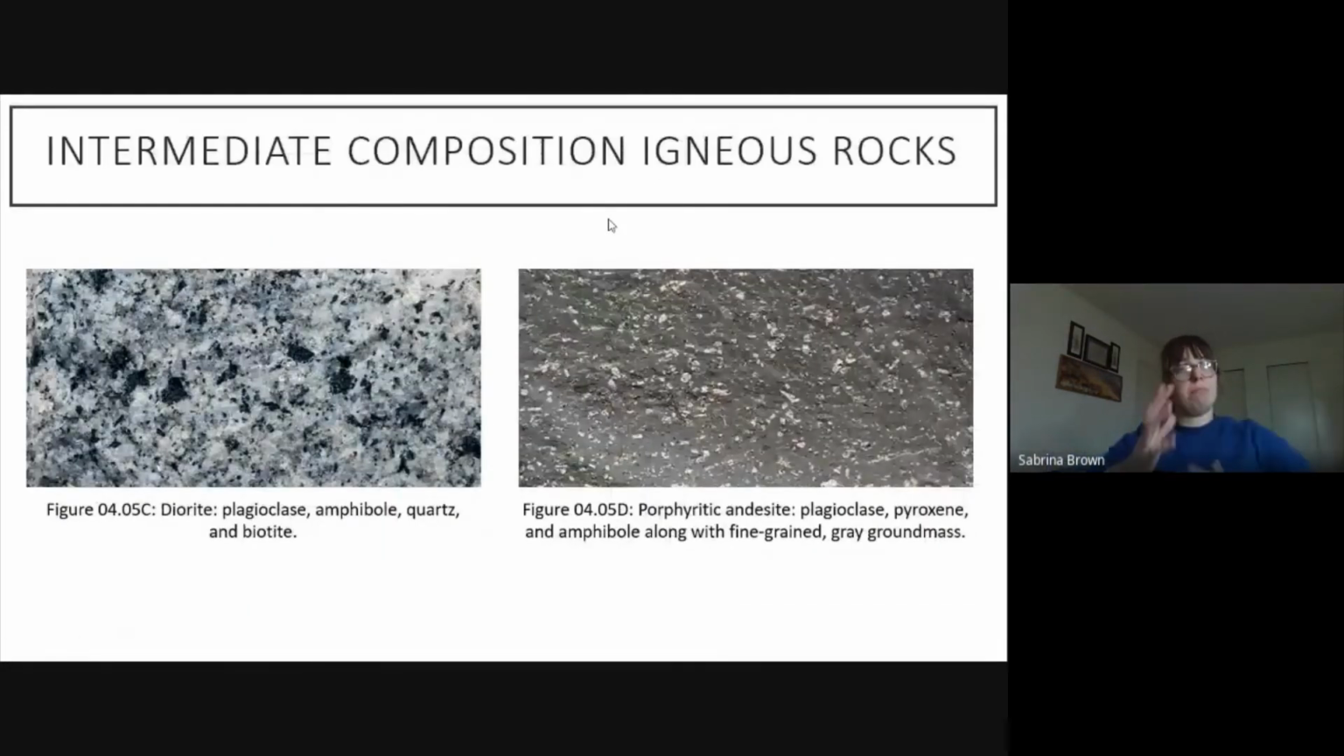In between felsic and mafic, we have a class called intermediate. So it's somewhere in between the composition of felsic and mafic. These look almost more like gray. They're somewhere in the middle between the lighter and the darker colors. In the lab, they present as grayish colors or white and black speckled things. So diorite is our coarse-grained, big crystal, intermediate igneous rock, and andesite is our fine-grained, small crystal, extrusive igneous rock.